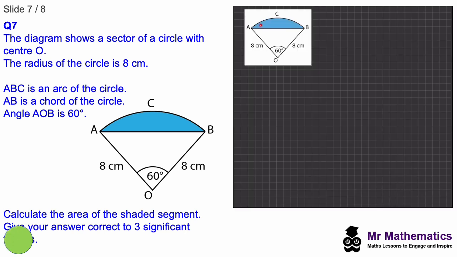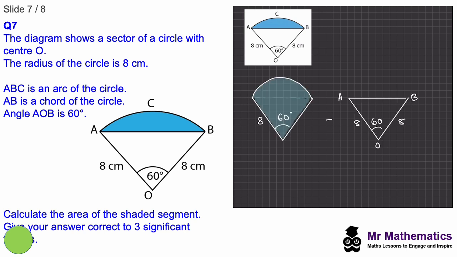To work out the area of this blue shaded region, we need to think of this as a sector, take away the triangle, and then we'll get the area which is blue. So I'm going to show these as two separate diagrams. The area of a sector then is theta over 360 pi r squared. We know that theta is 60, so 60/360 is 1/6 of pi times the radius 8 squared. So this will be 64 pi/6.